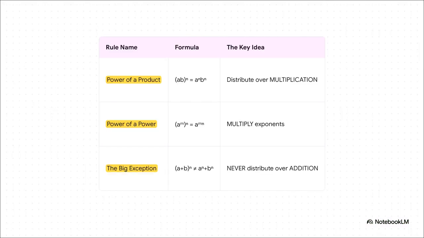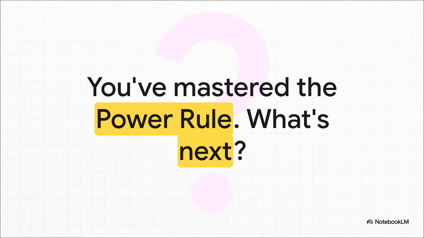Think of this slide as your ultimate cheat sheet. When you see a product raised to a power, go ahead, distribute. When you see a power raised to another power, you multiply. But when you see a sum, an addition sign, inside those parentheses raised to a power, you stop. That is the one you never, ever distribute. And there you have it. That's the one rule for distributing exponents that you just can't forget. You've totally got this. So the only question left is, what are you going to conquer next?